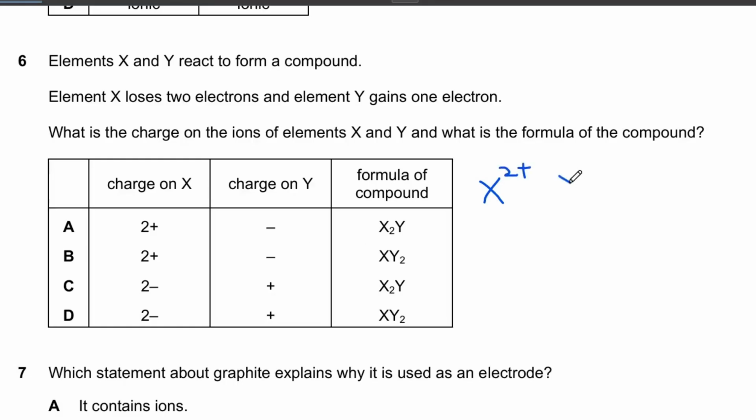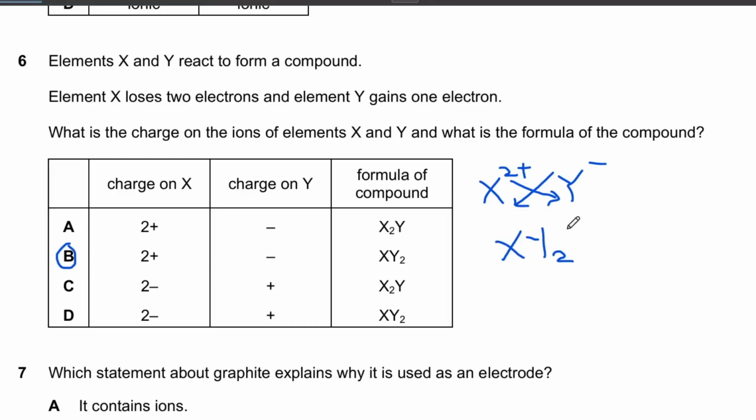And next is Y. Y gains 1 electron. The charge for electron is negative, so it's gaining 1 electron. It's going to be minus. Or if you like, 1 minus is also accepted. So that means our answer is between A and B. Now, what will be the formula of the compound? So what you do is just to exchange their valency. 2 will come to Y and 1 will come to X. So we have 1X and then 2Y. So our answer is XY2, which is B.